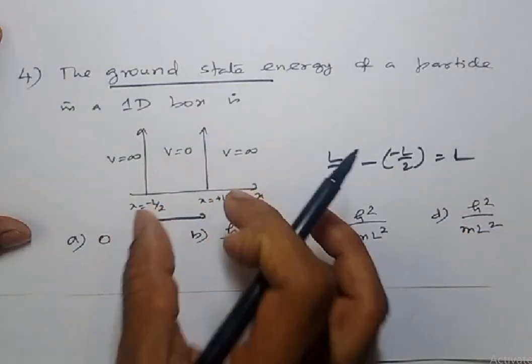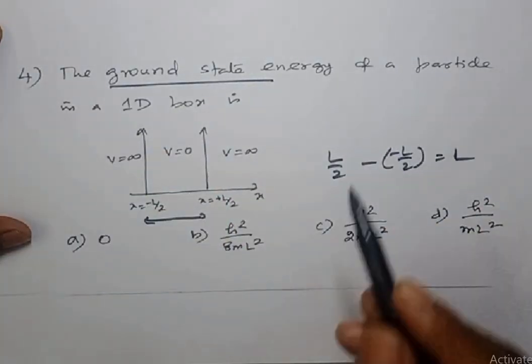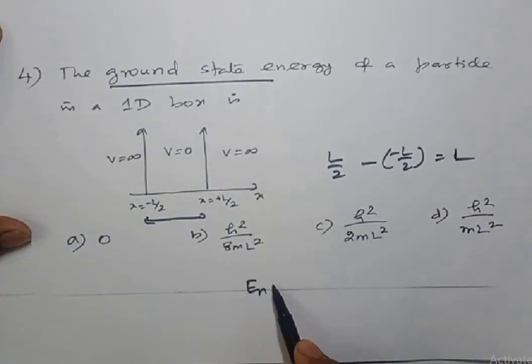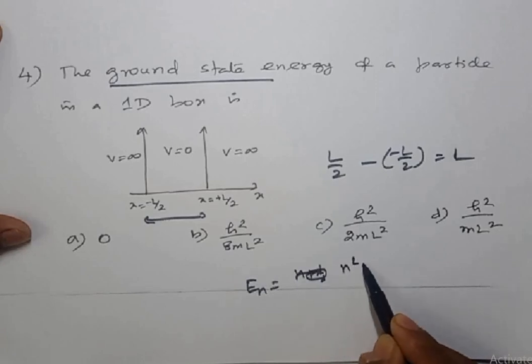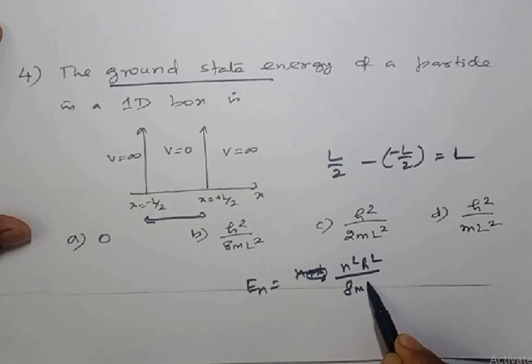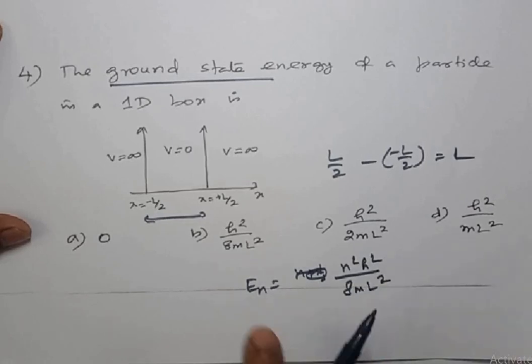If the box length is L, then the energy formula does not change. So what is the energy formula? En equal to n square h square by 8 m L square for a particle in a 1D box. The energy formula remains the same because the box length is L.